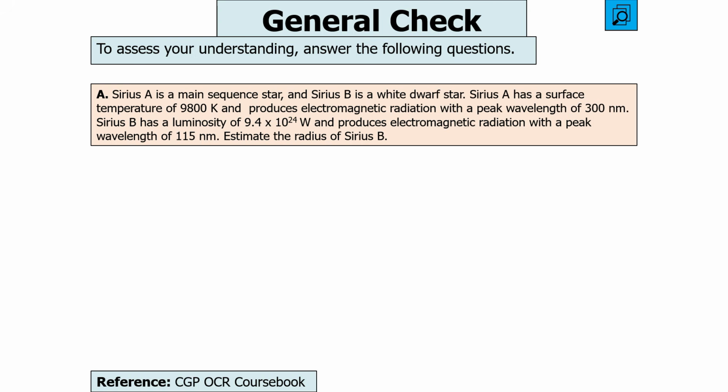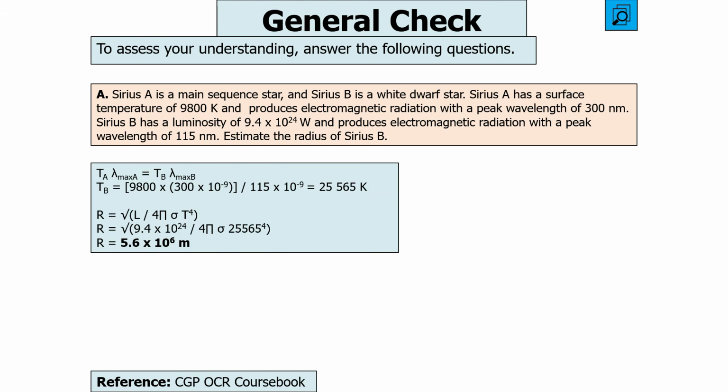Sirius A is a main sequence star and Sirius B is a white dwarf star. Sirius A has a surface temperature of 9,800 Kelvin and produces electromagnetic radiation with a peak wavelength of 300 nanometers. Sirius B has a luminosity of 9.4 times 10 to the 24 watts and produces electromagnetic radiation with a peak wavelength of 115 nanometers. Estimate the radius of Sirius B.